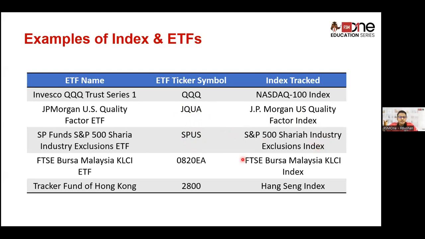In Malaysia, we have our own ETFs also. So if you're interested to buy just the Bursa KLCI index, there are 30 companies there. Either you buy all the 30 companies one by one, or if you just want to get exposure to all the 30 companies, then you can just buy the index itself. And the same goes with the Hang Seng index. Okay, so I hope that you get an idea of the relationship between an ETF and an index. Okay, so far so good.